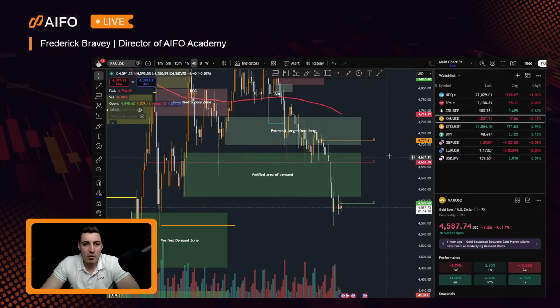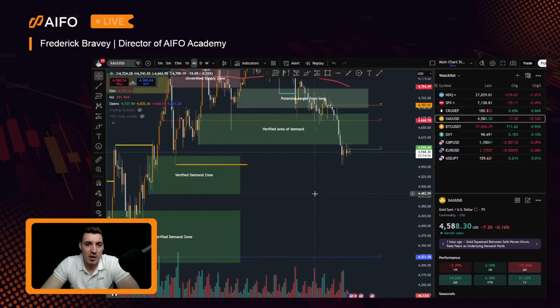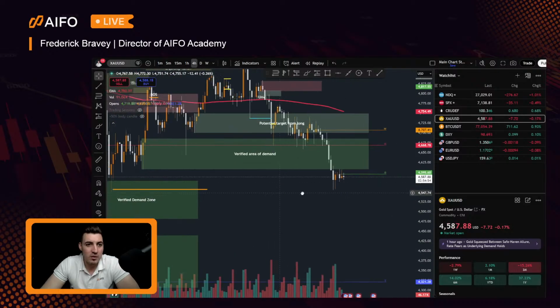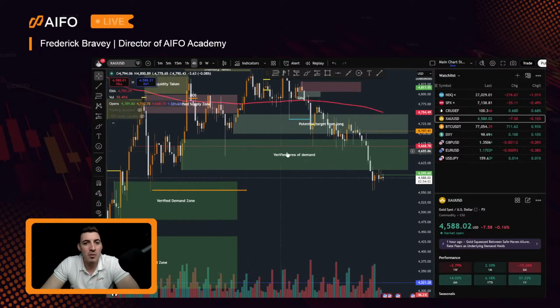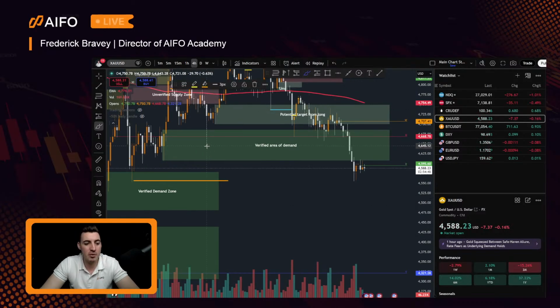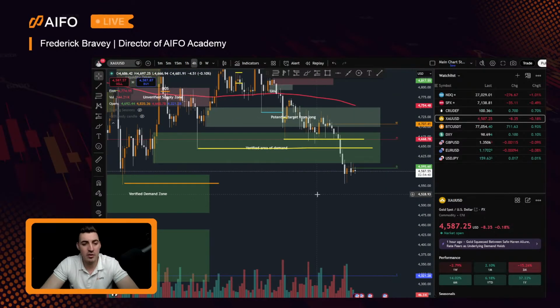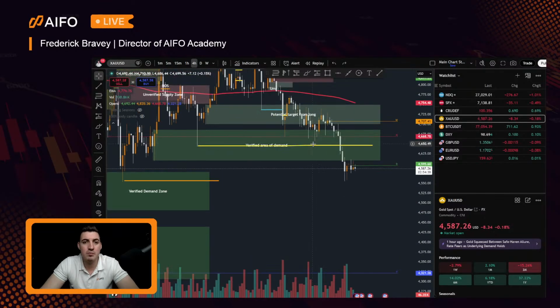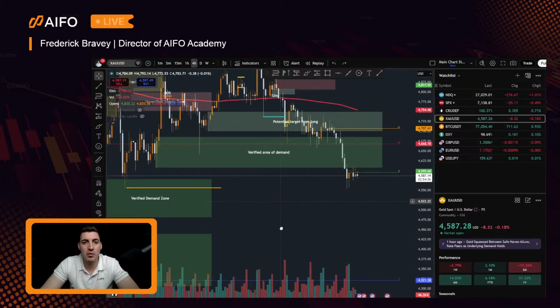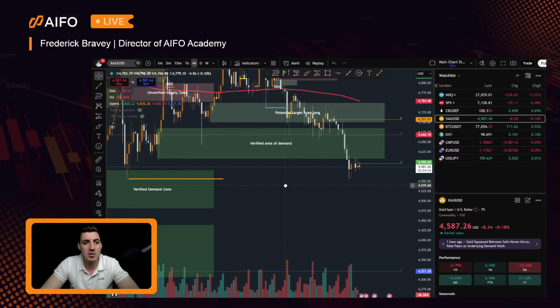Let's head over to gold. We have changed character. We are now bearish on gold. We can certainly see this because we have broken market structure numerous times with full body candlestick breaks. You can see we broke here, we broke here. These are definitely change of character signals to show that we are now going to be pushing much further down.